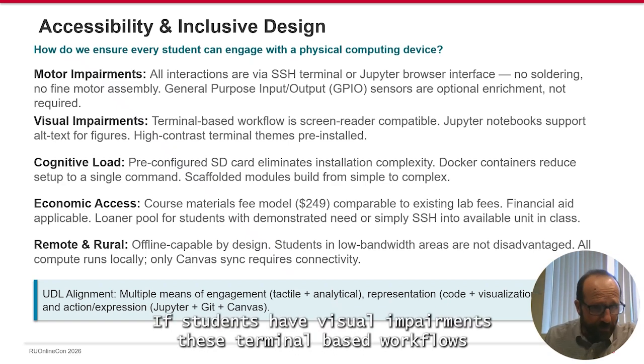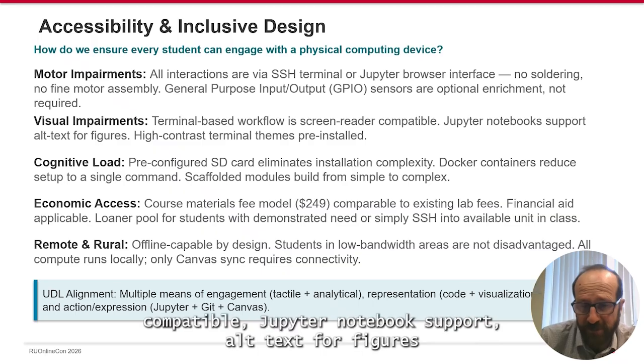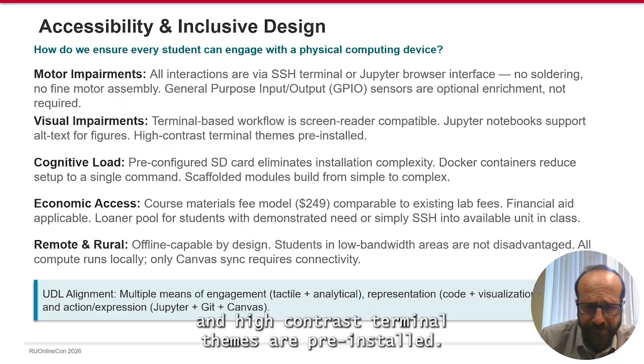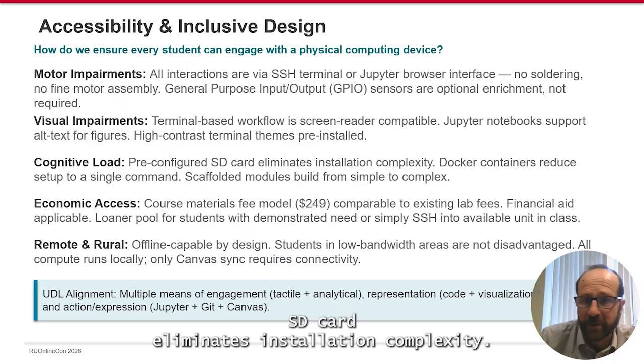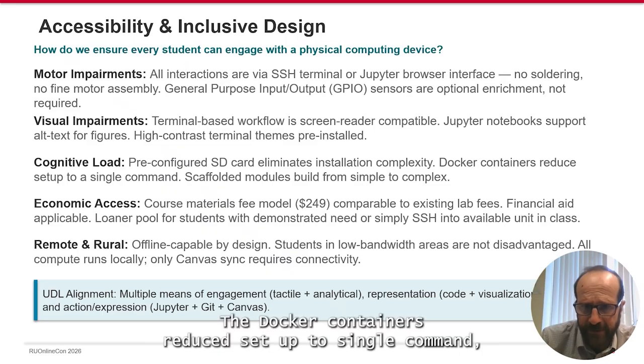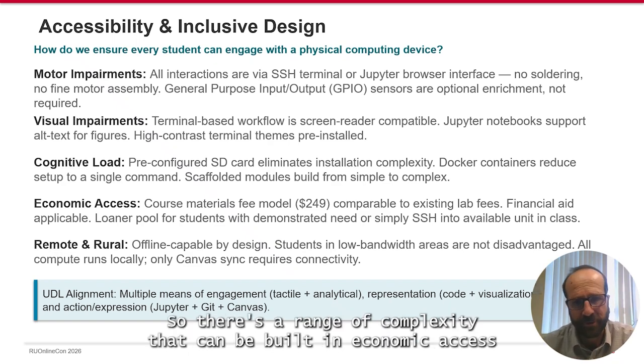If students have visual impairments, these terminal-based workflows can be made screen reader compatible. Jupyter notebooks support alt text for figures, and high contrast terminal themes are pre-installed. Cognitive load: the pre-configured SD card eliminates installation complexity. The Docker container reduces setup to a single command. And the scaffolded modules build from simple to complex. So there's a range of complexity that can be built in.